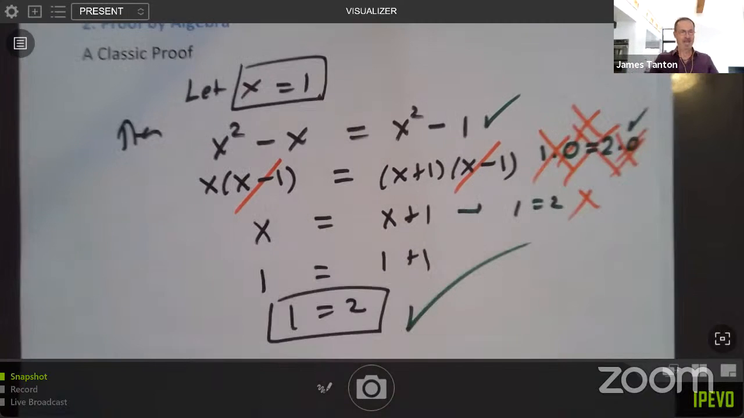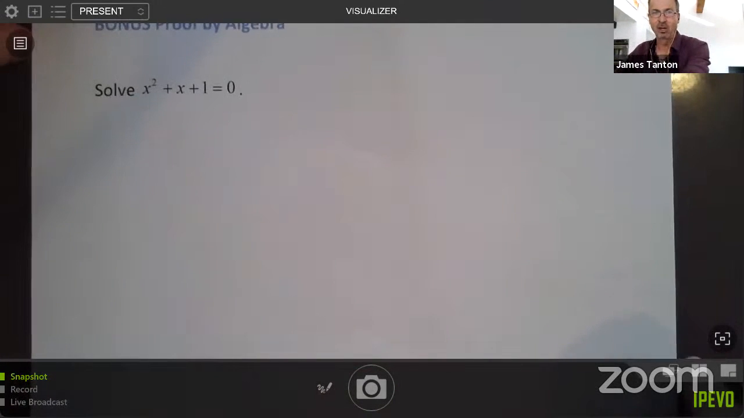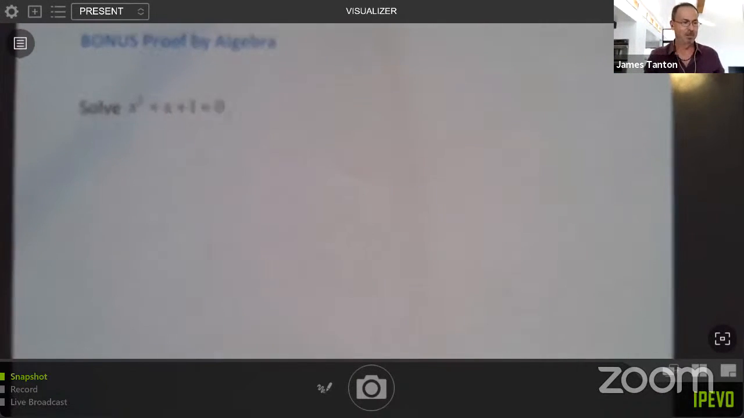All right. Okay. Don't worry. We've got 10 more proofs. In fact, we've got 11 more proofs. I've got a bonus proof by algebra. Here's another proof by algebra. Since that algebra argument was shot down, here's another algebra argument. Let's try this one. This one's a bit weird, but just bear with me.